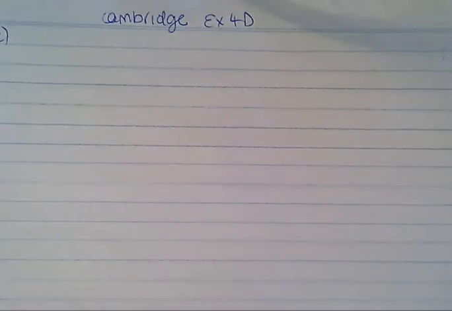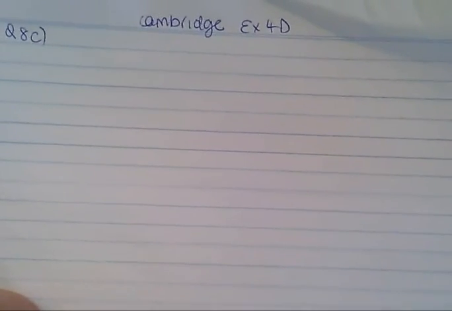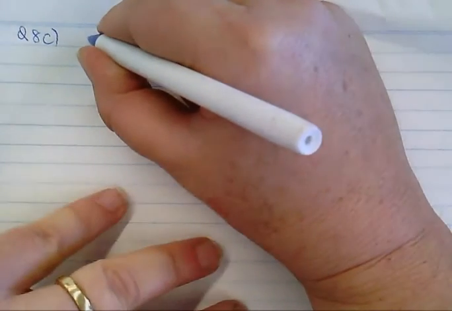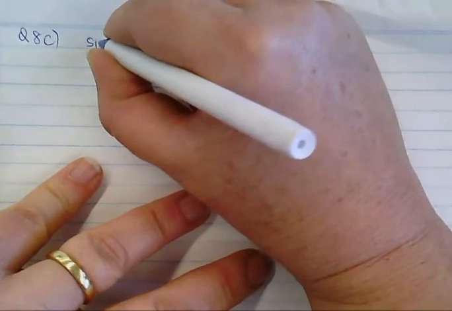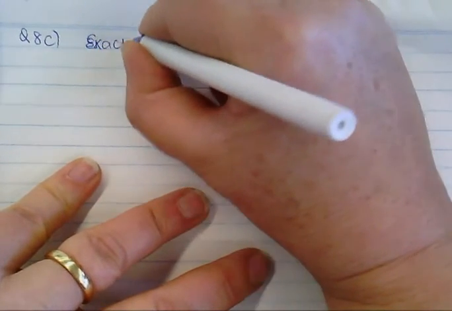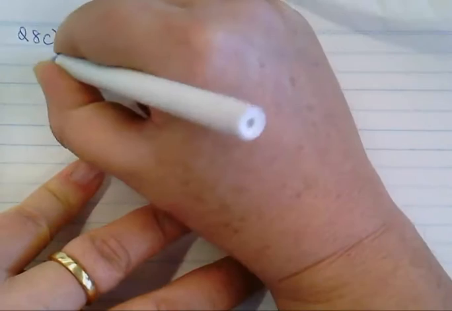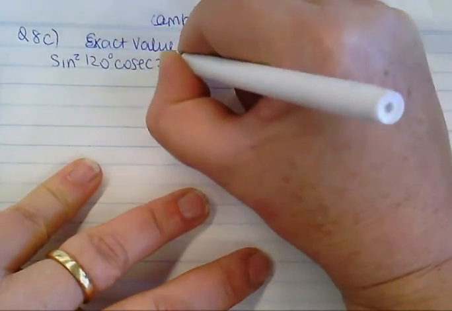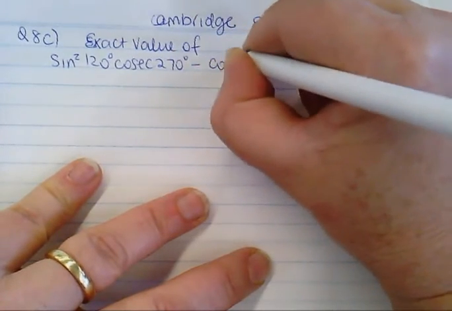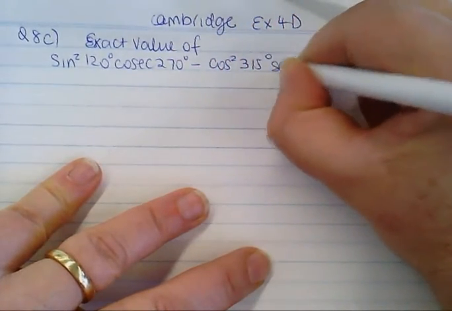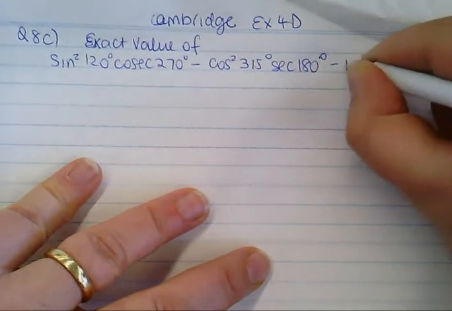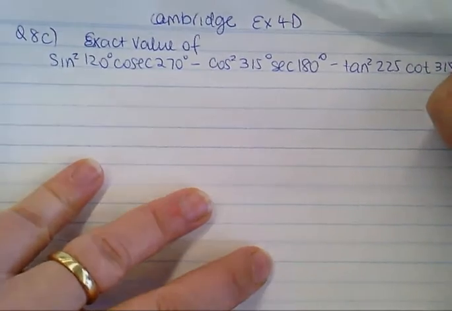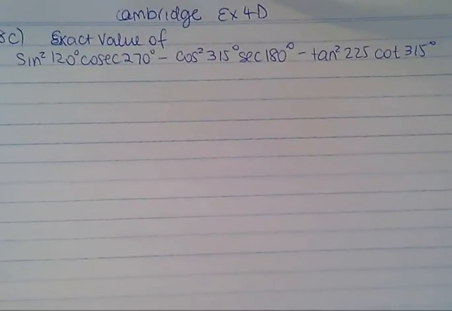8C. So just some harder questions now on trig exact values and things like that, and related angles. So I have to find the exact value. Find the exact value of the following: sine squared 120 degrees cosec 270 minus cos squared 315 degrees sec of 180 degrees minus tan squared 225 times the cot of 315. Now there's a lot going on here, a lot.